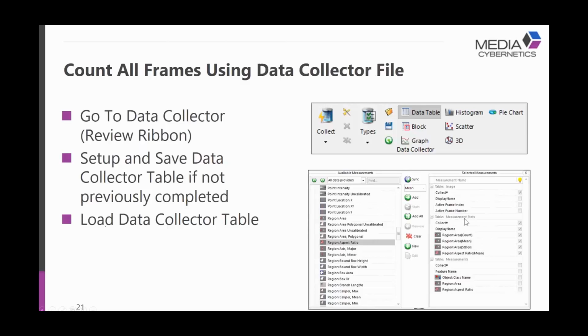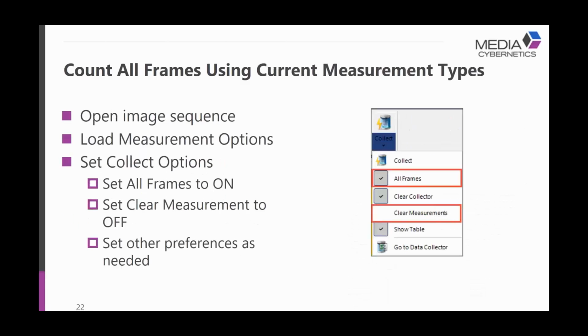Here I'm using the measurement stats. I only have one type of object, so I'm setting up my measurement statistics. I'm going to save my data table. And then before I run my analysis, I want to make sure I have the correct table loaded. So the first step is setting up this data table. This can be done when we're setting up how you want to count the image and the objects, or percent area stain, whatever it is you're counting.